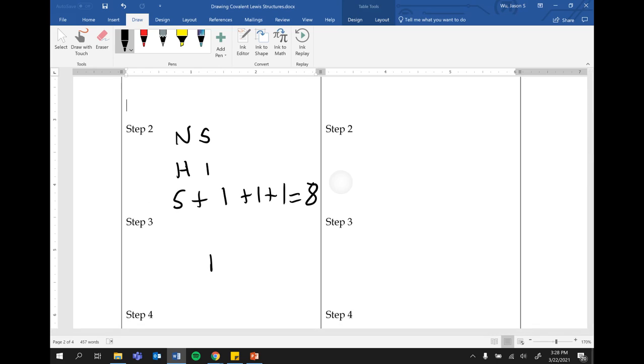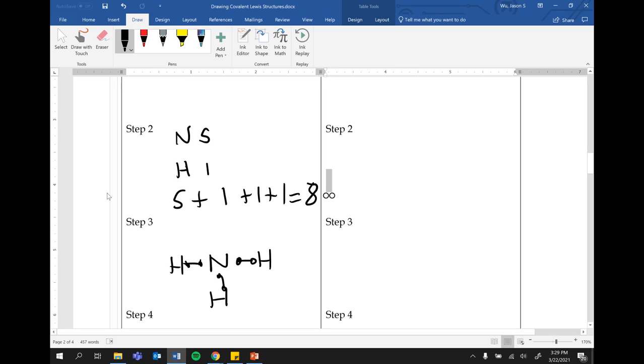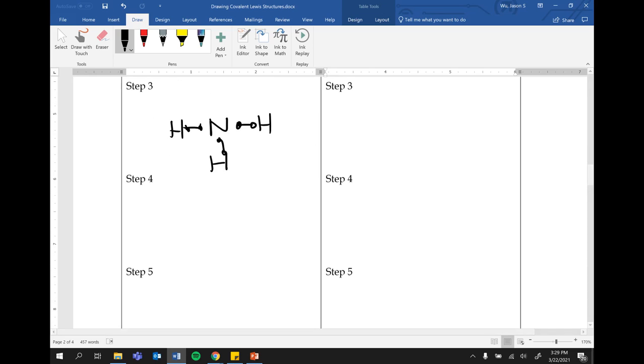Now I'm going to draw my N, and I'm going to draw my 3 H's around because my N's in the center, and I'm going to connect them with single bonds. I have used 1, 2, 3, 4, 5, 6 electrons. I have 2 left to use. I cannot put them on the H because the H is full. So my step 4 is to put my 2 electrons over N.